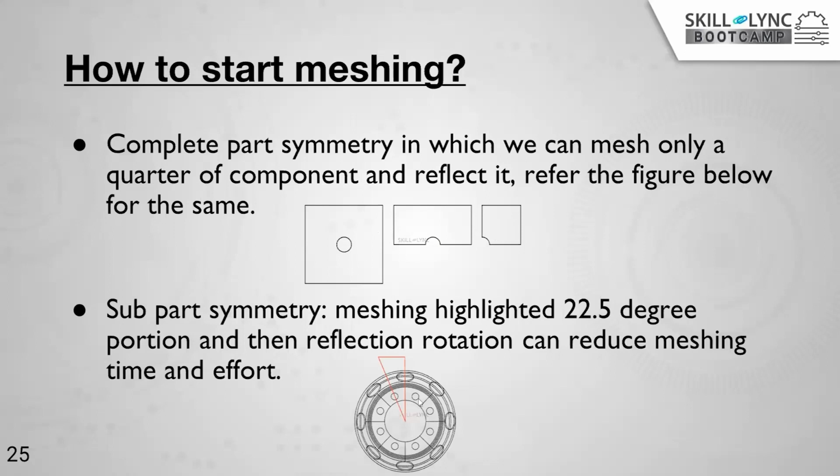Similarly, in this case, this is a sector model. You can take only one sector, in this case a 22.5-degree sector. So in that case, what is the advantage? You were able to reduce the number of nodes by a huge amount, right? So it is able to reduce your meshing time and effort.